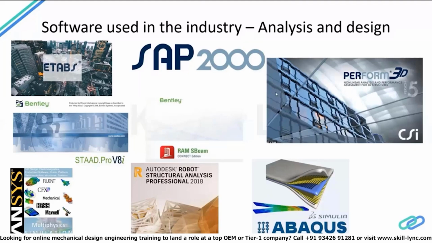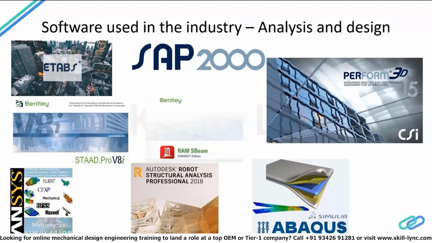In addition to CSI, there are other companies as well. For example, Bentley has its own products like STAAD, which is a very popular tool in India as well, STAAD Pro. And then we have RAM SBeam, again a product of Bentley. And then we have an analysis product by Autodesk as well, which is Robot Structural Analysis. That's another really popular software, which is, I think, used mostly in European countries.